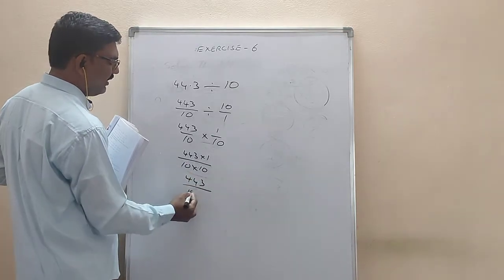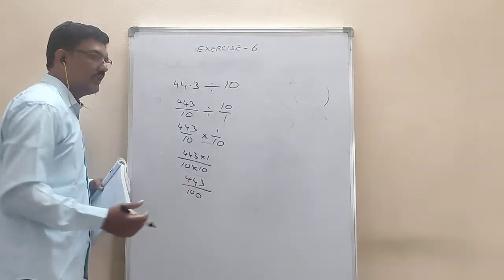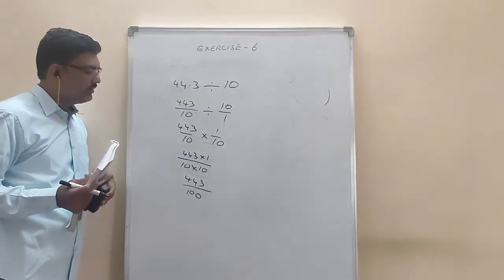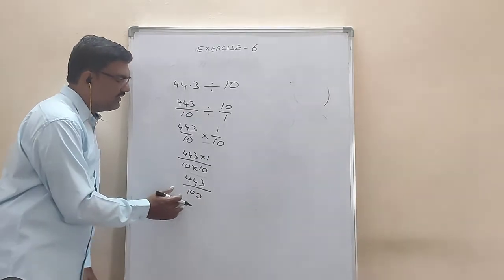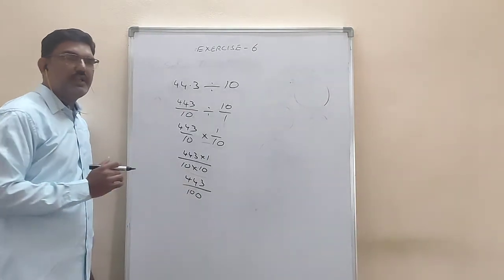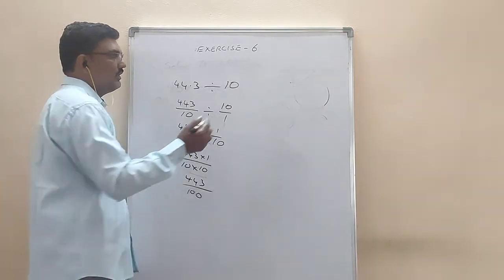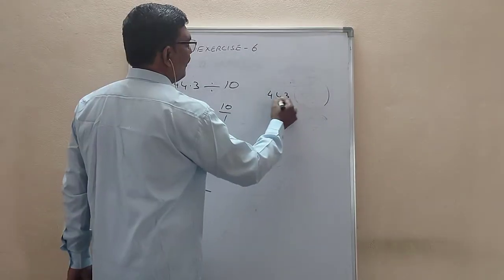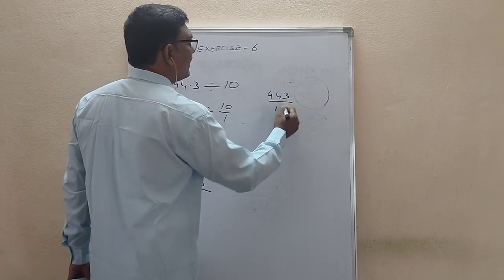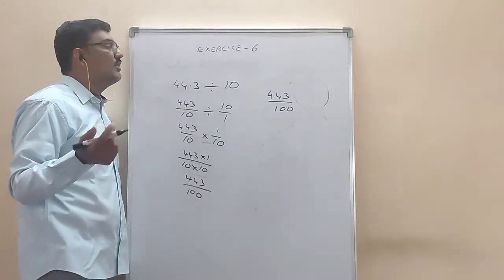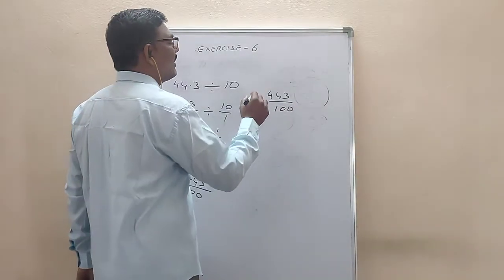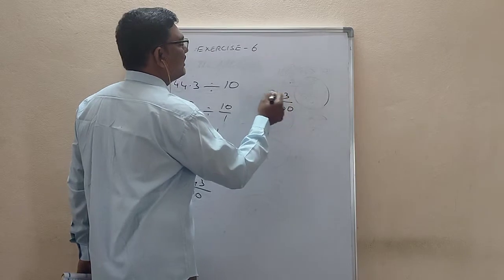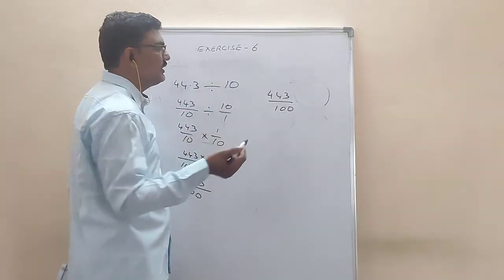443, 10 tens are 100. How many zeros are there in the denominator? 2 zeros. 2 zeros means before 2 digits you have to keep a point. So here 443 by 100 is there. Before 2 digits, you might get a doubt whether to count these 2 digits or those 2 digits. Which 2 digits?